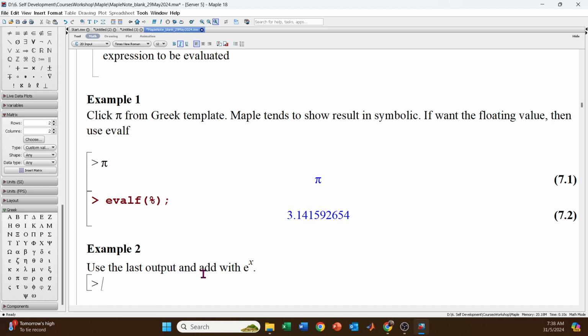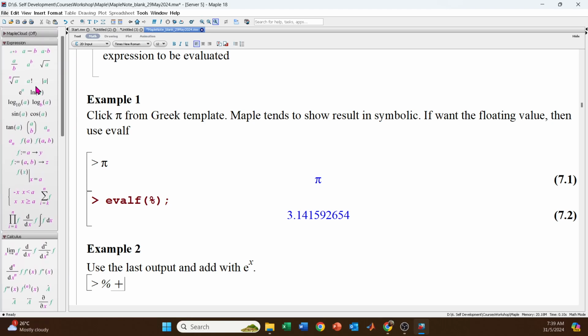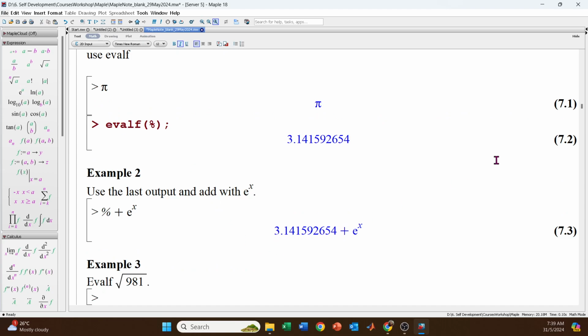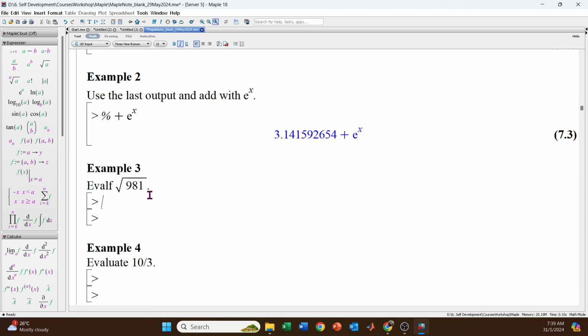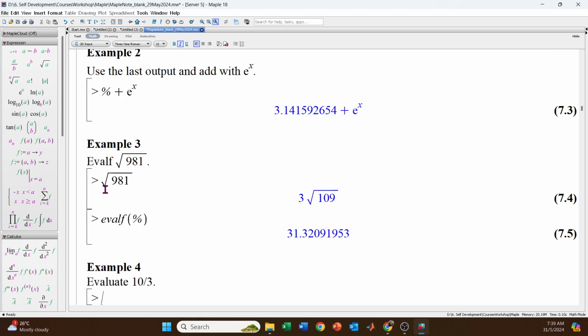Use the last output and add with exponent x. So for the last output we use percent, exponent x. Click the exponent template. Evalf square root 981. So click the square root template, 981. So if you want it in floating point, evalf this thing, or straight away you evalf square root 981.